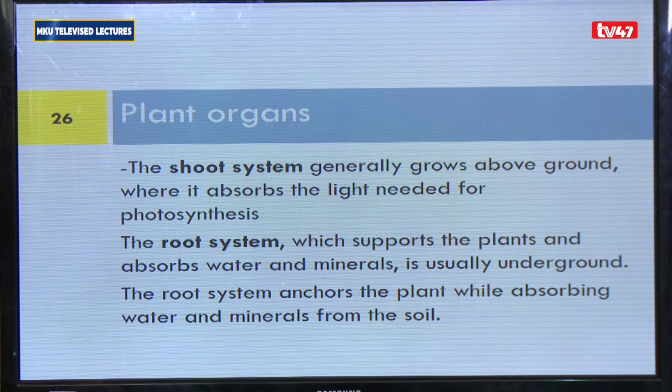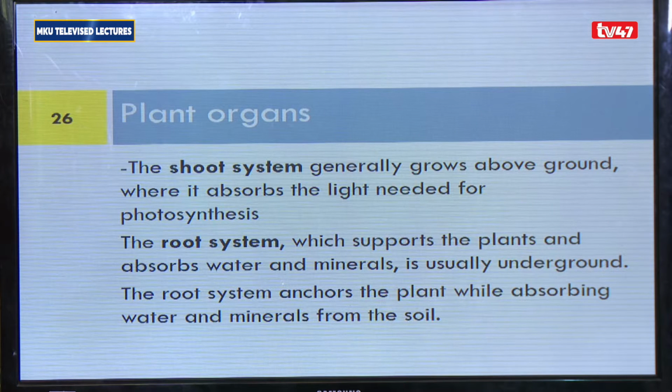And then we have the root system. The root system basically comprises the roots and the associated structures. Now, the root is the part of the plant found below the soil surface, and it is therefore also referred to as the rhizosphere, since it is found below the soil surface.